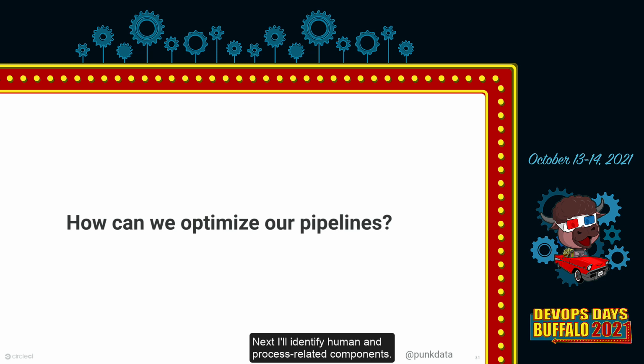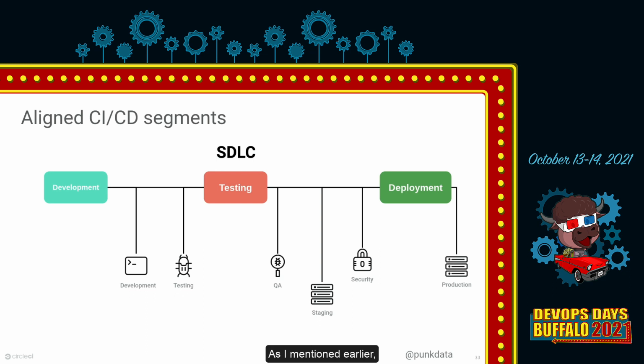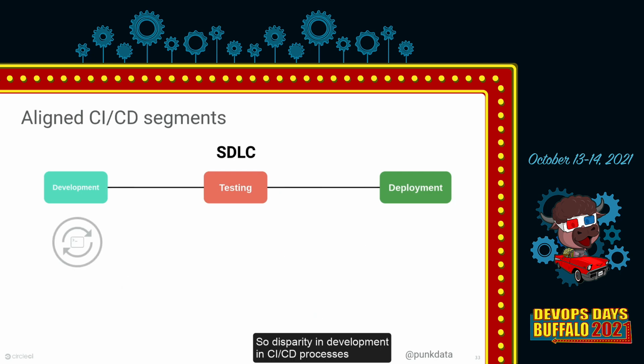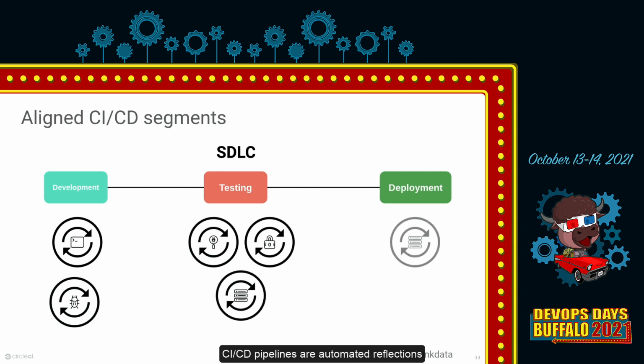Next, I'll identify human and process-related components, then follow that up with technical strategies and suggestions for pipeline optimization. So aligning CI/CD segments with SDLC, let's start there. As I mentioned earlier, a common issue produced from lack of pipeline management is misaligned segments. Misalignment of software development and CI/CD process elements can produce a substantial reduction in quality and productivity, right? I already mentioned that. So disparity in development and CI/CD processes are huge performance killers. CI/CD pipelines are automated reflections of your software development and continuous delivery processes.